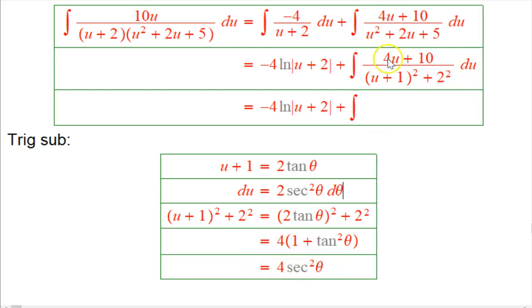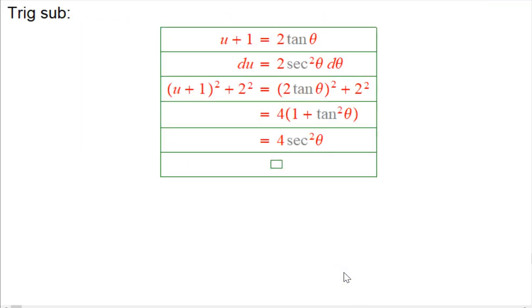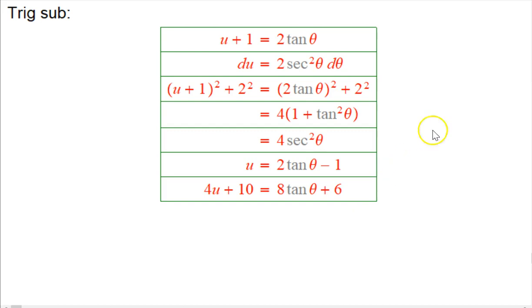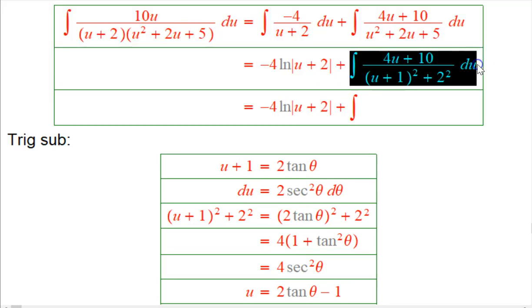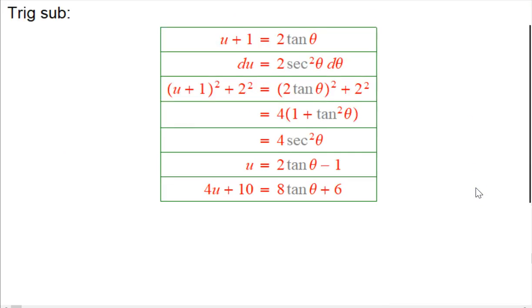Now, the thing is, 4u plus 10, that's something we also have to convert. Okay, so u is 2 tan theta minus 1. So 4u plus 10 is going to be 8 tan theta minus 4 plus 10, so plus 6. Whew, that's a lot of stuff to plug in, but we'll get it. So let me just copy this off separately. We'll put it all together at the end.